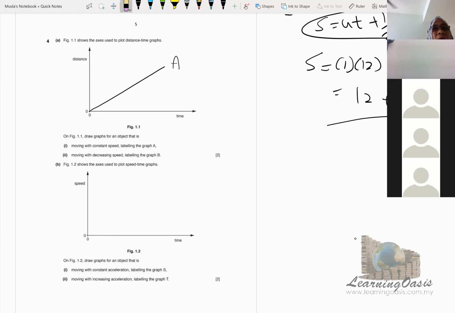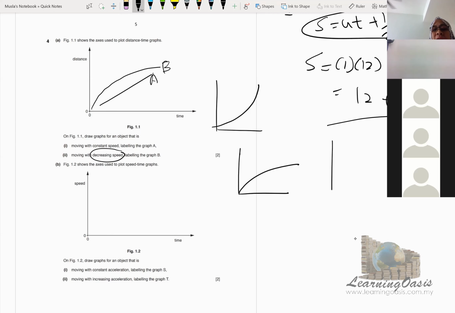Gradient equals to speed. So if decreasing, meaning decreasing gradient, your graph should be less steep, because gradient equals to speed. So if they say decreasing speed, that means decreasing gradient, it becomes less steep. If increasing speed, like this. Constant speed, like this. Basic things like this you have to know. It is imperative on you to know this. It is the basis of how you're going to proceed later.